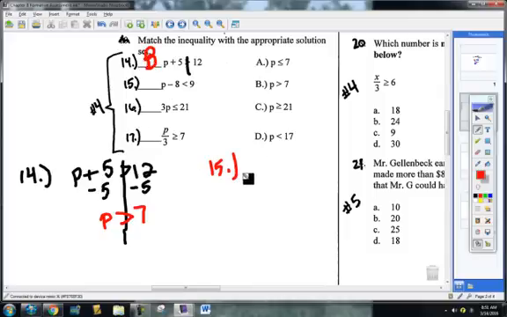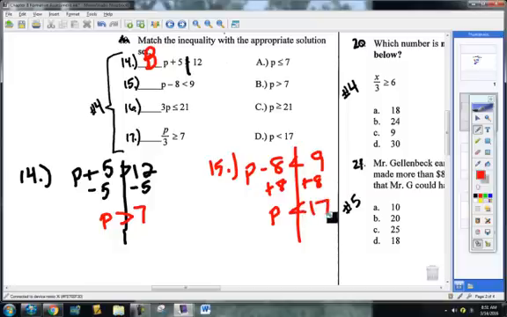Number 15, okay, we got P minus 8 less than 9. We draw our line, we're going to add 8 to both sides. That's going to be P less than 17. Okay, so obviously that's going to give us letter D. Okay, number 16, 3P less than or equal to 21.